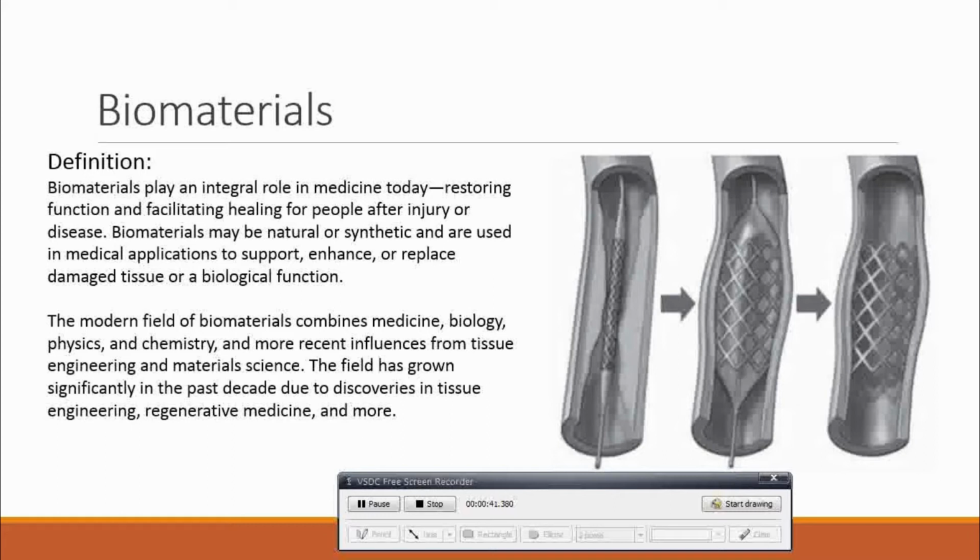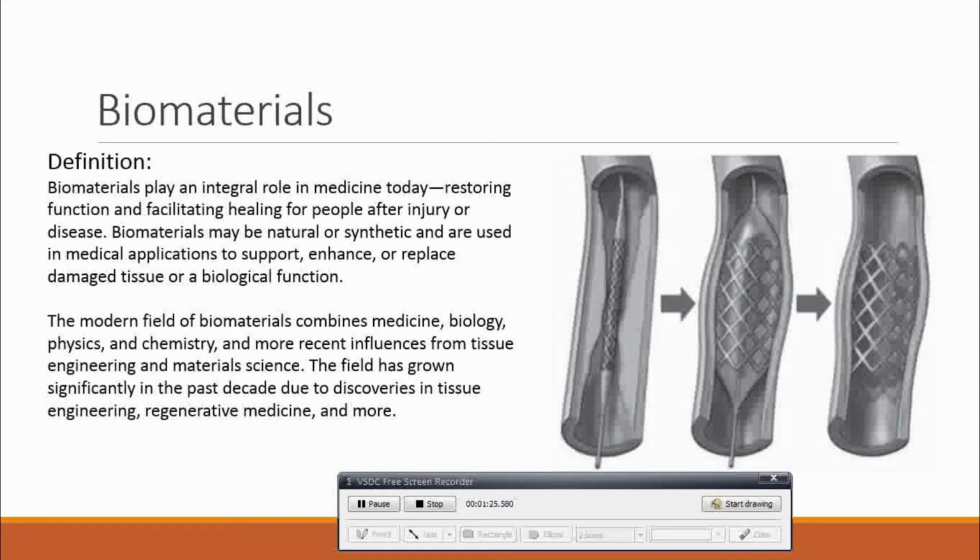another field that can be under biomedical engineering is also known as biomaterials. So biomaterials is a very important field actually, mainly dealing with materials that can be used inside the human body. So for example, in medicine, restoring function, facilitating healing for people after injury or diseases. So they've been using natural and synthetic materials for medical operations to support, enhance, or replace damaged tissue or biological function.